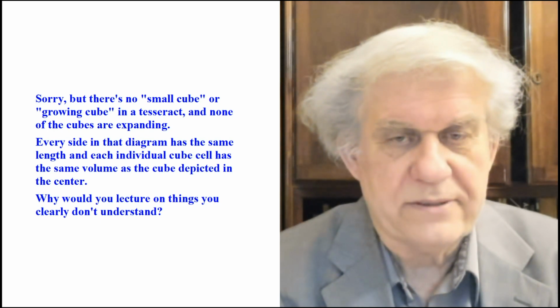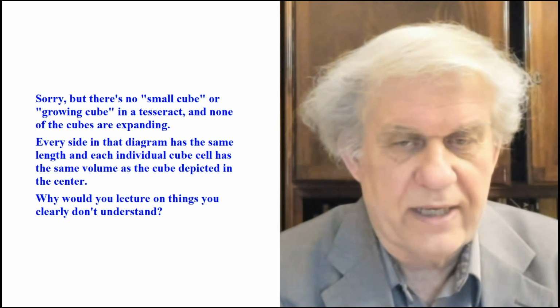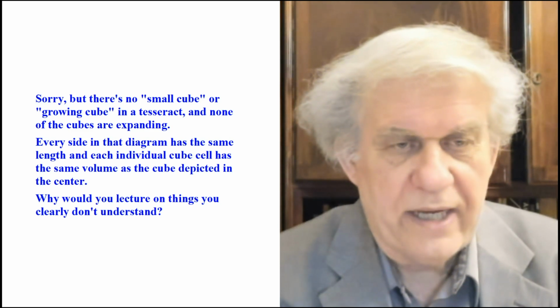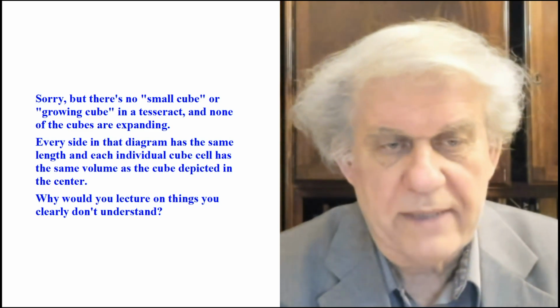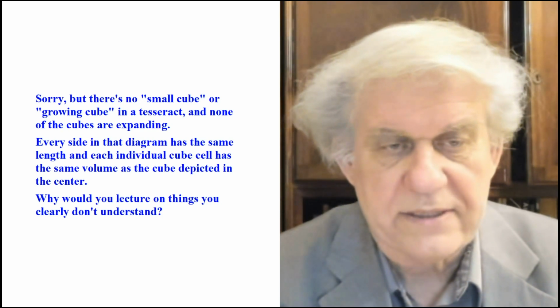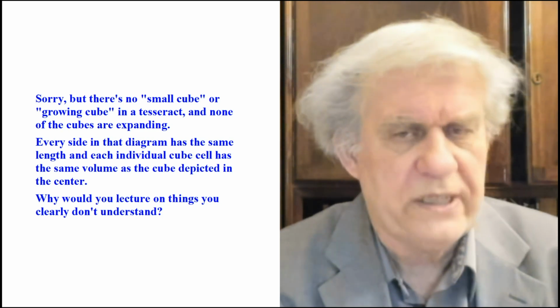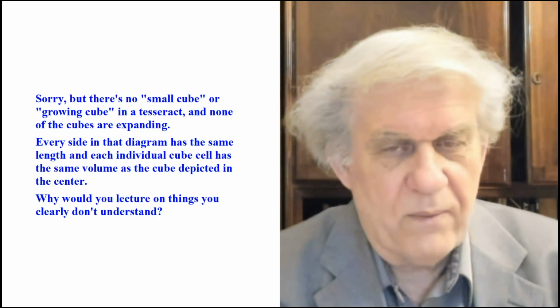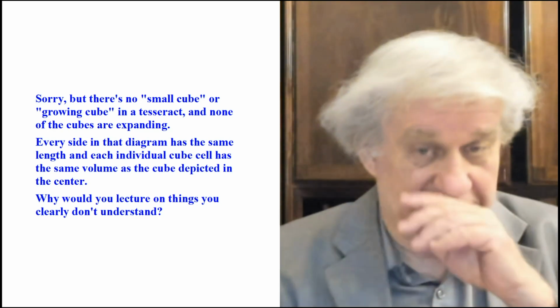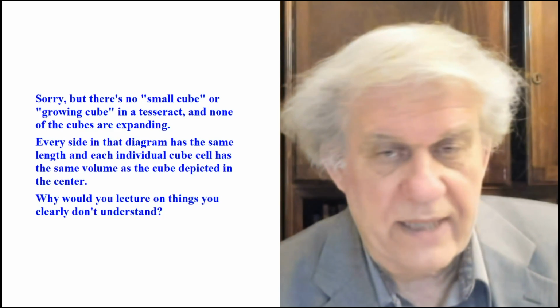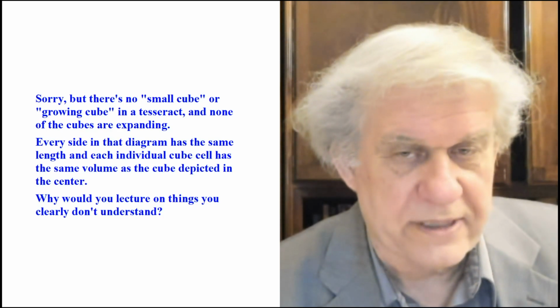Okay, so you said, Bill, you're wrong. Okay, what's right? Let's find out what he proposes instead. Every side in that diagram has the same length, and each individual cube cell has the same volume as the cube depicted in the center. That's only a description. So far, you haven't told me anything. You haven't told me what those lines that connect the corners are. Okay, that's what we're trying to figure out here. Okay, I'm saying it's time. You're saying it's not. Then what is it?